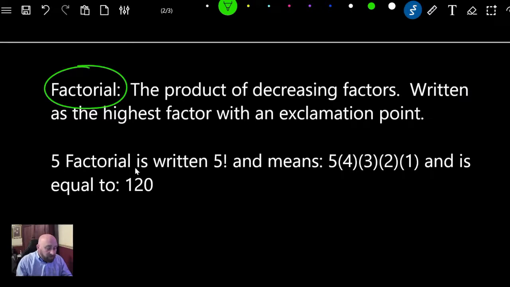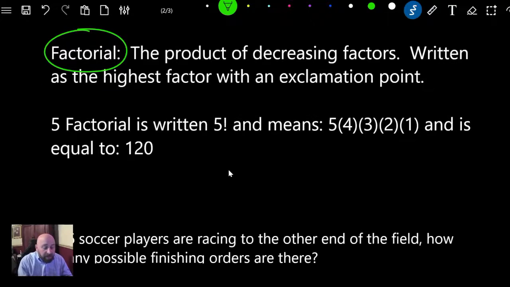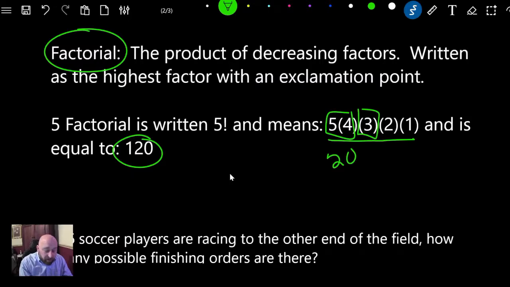So 5 is written 5 exclamation point, and it means 5 times 4 times 3 times 2 times 1. So you can go ahead and just multiply that, and it should give you 120. Let's try it. So 5 times 4 is going to give us 20. 20 times 3 is going to give us 60. 60 times 2 is going to give us our 120. And then obviously times 1 keeps it at 120.